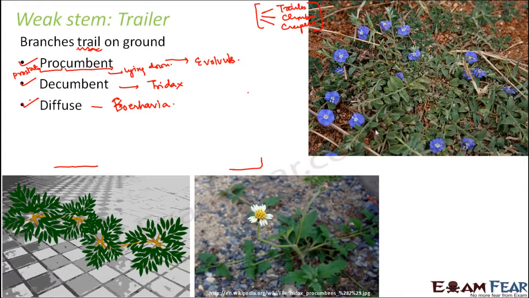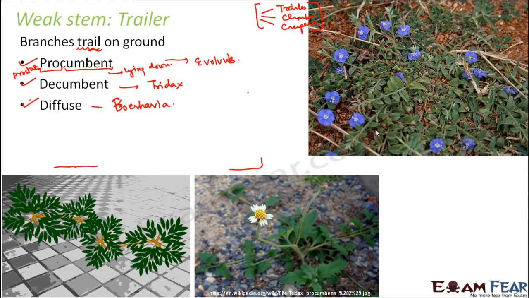And in trailers also, some of them will trail throughout on the ground, so they are procumbent. Some will trail for some time and then rise vertically upwards towards the apex, so they are called decumbent, while there are some others which will trail on the ground but have branches spreading in all directions, so they are called diffuse. So this was all about trailers.